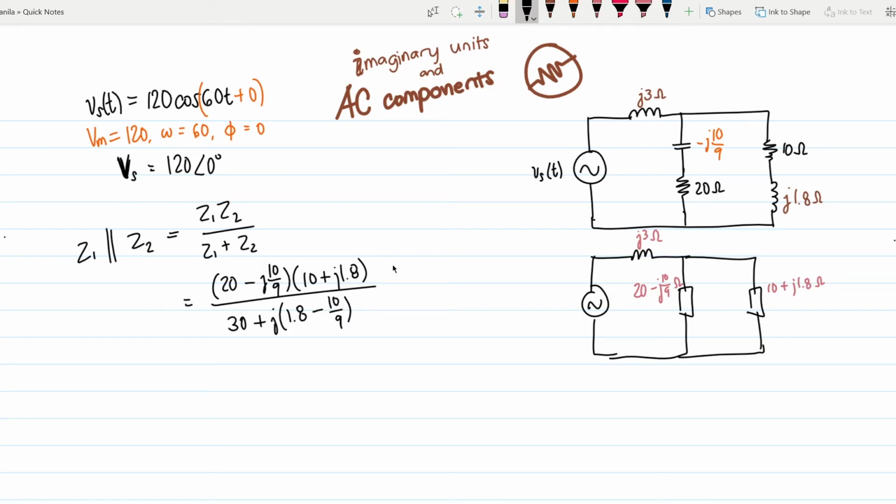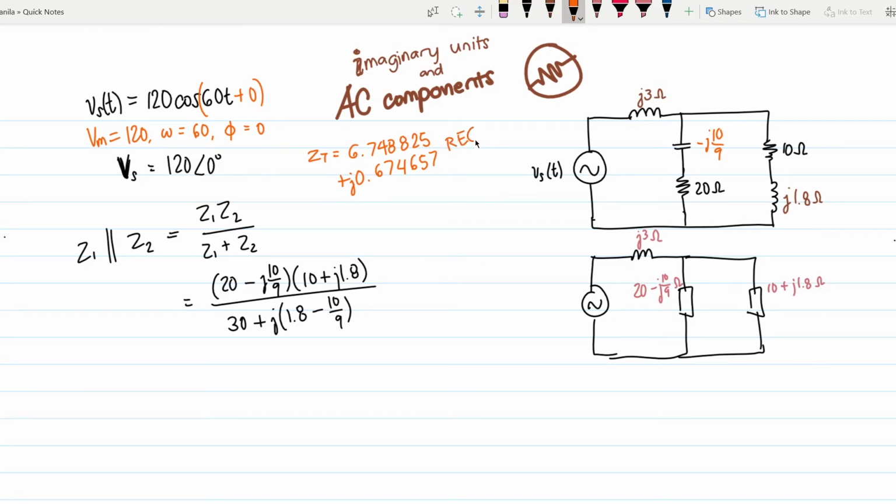Let me just enter that. 20 minus 10i over 9, times 10 plus 1.8i, all over 30 plus i times 1.8 minus 10 over 9. That should give me, I'll just write this down here, ZT is going to be 748.825. That's our real portion, and you can just scroll to the right. Plus 0.06746566, but rounded up, you get 0.674657. And then, I forgot the j.